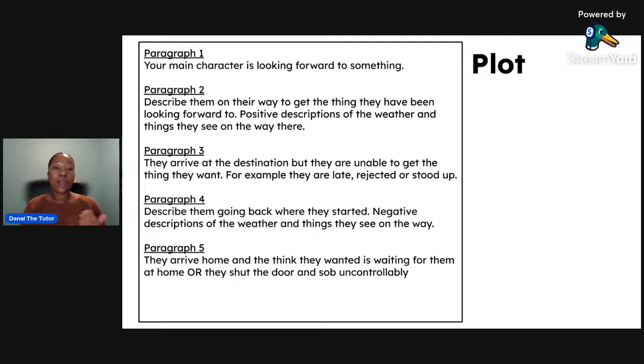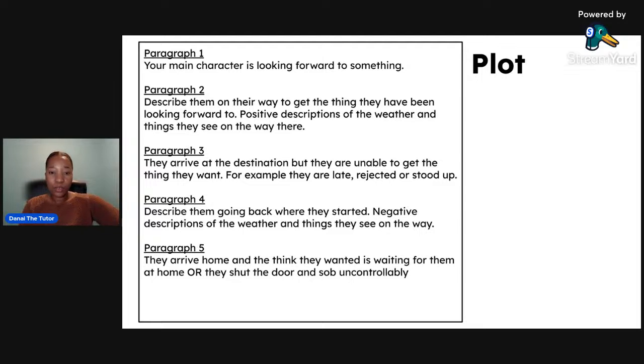Paragraph two, describe them on their way to getting the thing they have been looking forward to. So on their way there, you can insert positive descriptions maybe of the weather and things they see on the way there. Now, I've put weather there because you are using pathetic fallacy, which is when the weather is indicative or shows you how the character is feeling or how they are in general. And then paragraph three, they arrive at the destination, but they are unable to get the thing they want. So, for example, they're late, rejected, or stood up.